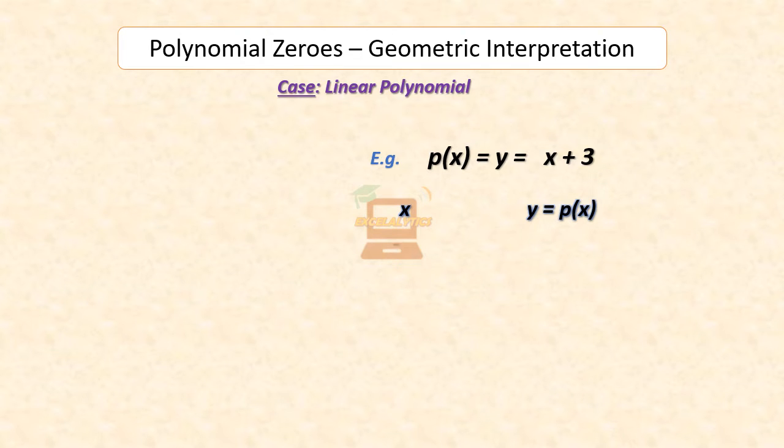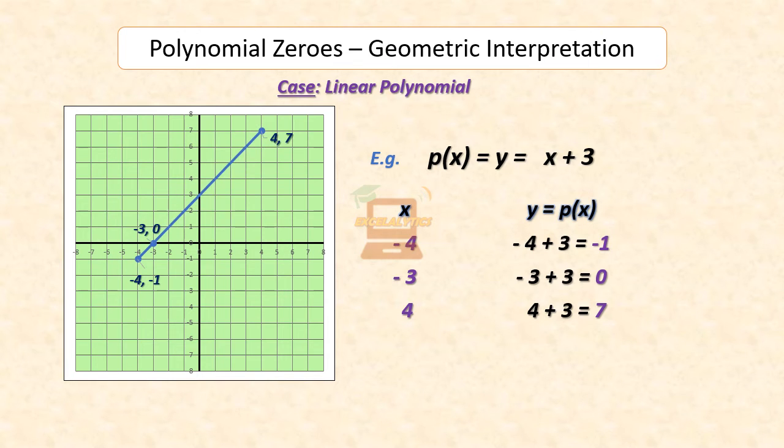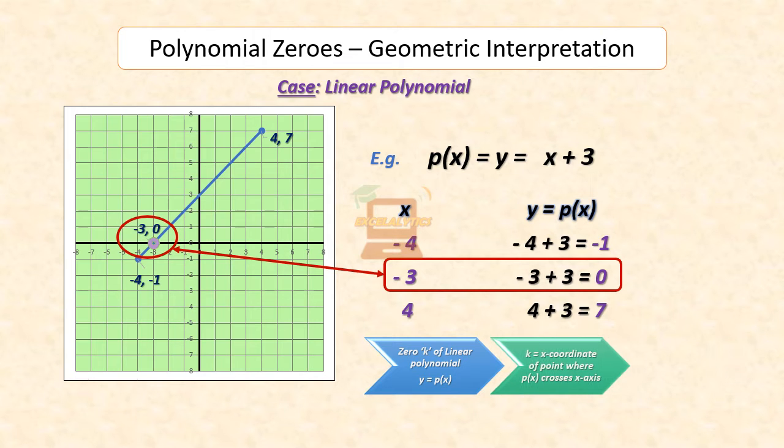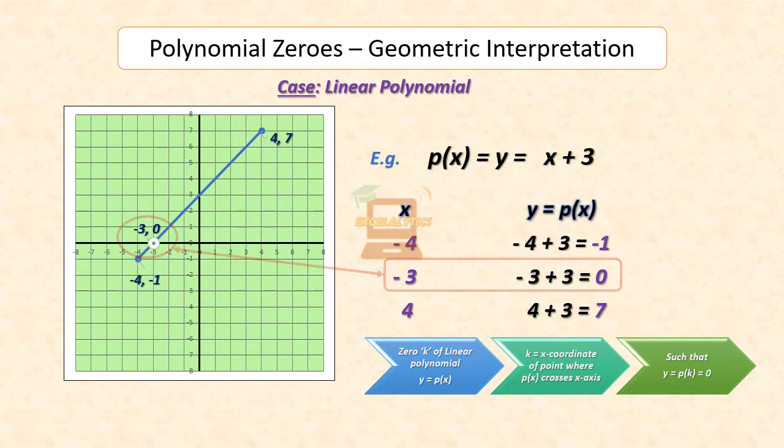When x is minus 4, y is minus 4 plus 3 equal to minus 1. When x equals minus 3, y is minus 3 plus 3, that is 0. Also, when x is 4, y is 4 plus 3 equal to 7. Plotting the line between any of these 2 points and extending in both directions, we obtain the graph. We find that the line intersects the x-axis at minus 3, 0. Hence, the zero of a linear polynomial is the x-coordinate where the polynomial p of x, that is y equals x plus 3, intersects the x-axis, that is y is equal to 0.